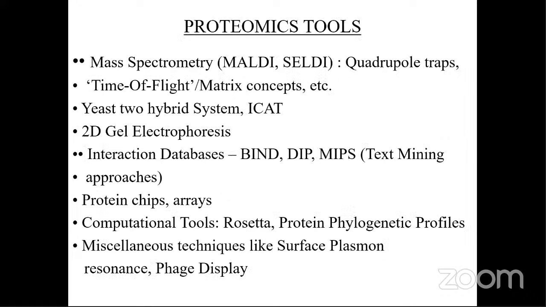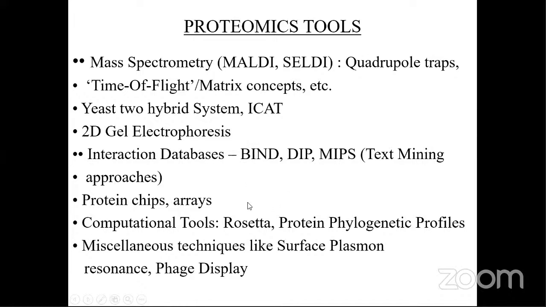So a lot of tools have become very important in proteomics. Mass spectrometer, MS. Much has been heard about MS. Combinations of MS, MS, MS. Then we have MALDI, SELDI, quadrupole traps, time of flight. Then you have the yeast two-hybrid system, 2D gel electrophoresis. Then we have the software tools.